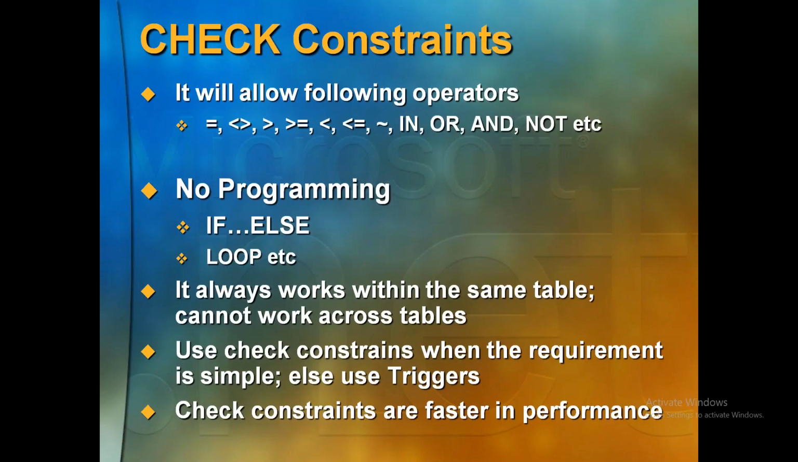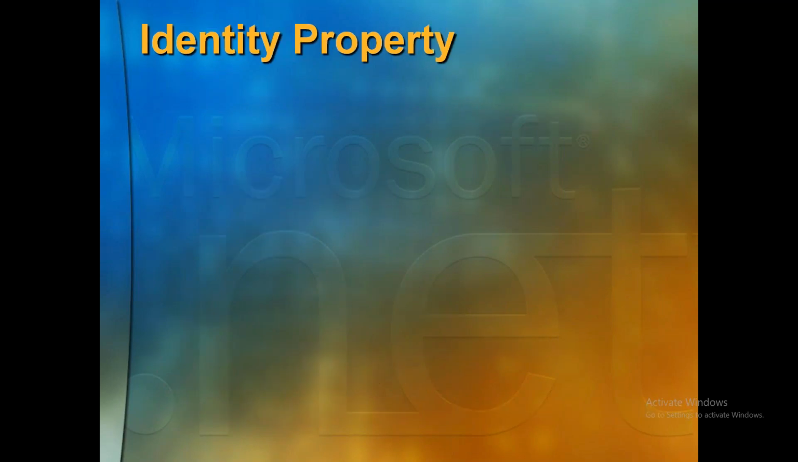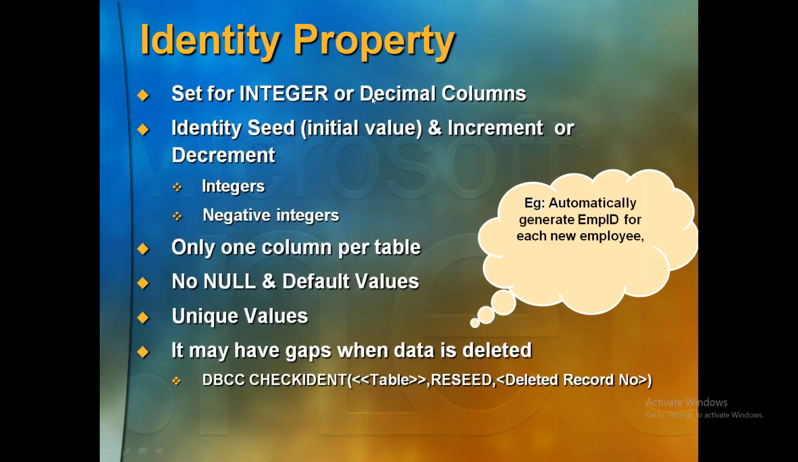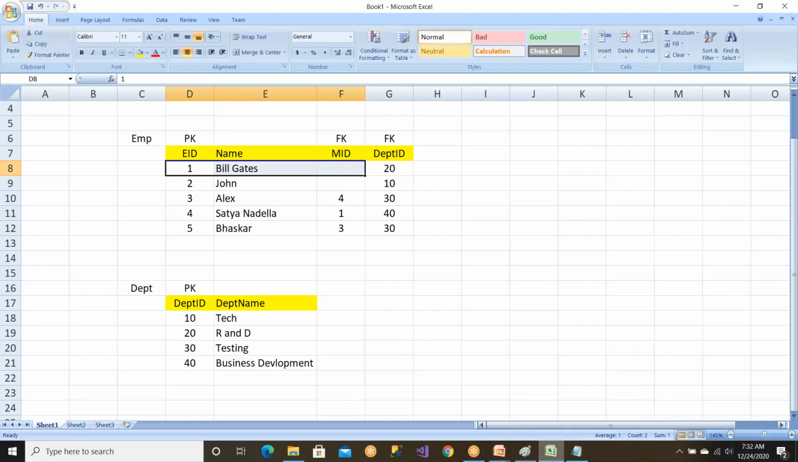Now, the last concept is the identity property. Automatically generate an employee ID for each new employee. Clear? It is set for integer and decimal columns, with identity seed and increment or decrement, integers or negative integers. Only one column per table, no nulls and no default values, unique values. It may have gaps when the data is deleted. So, what is the meaning of this? Let me tell you.